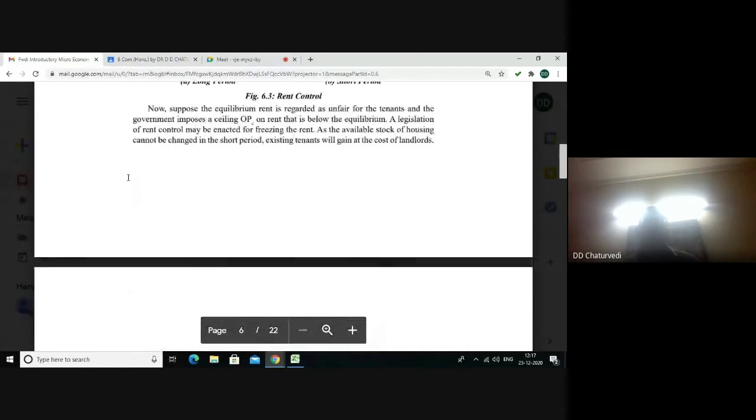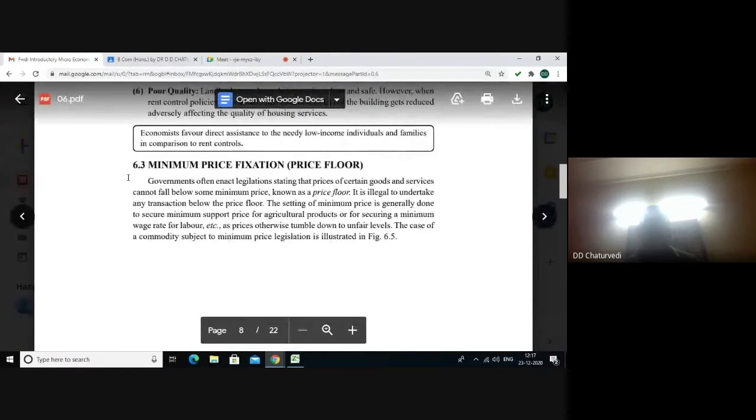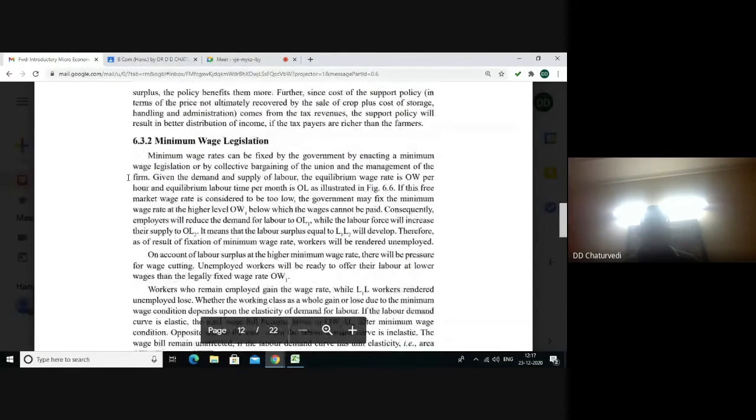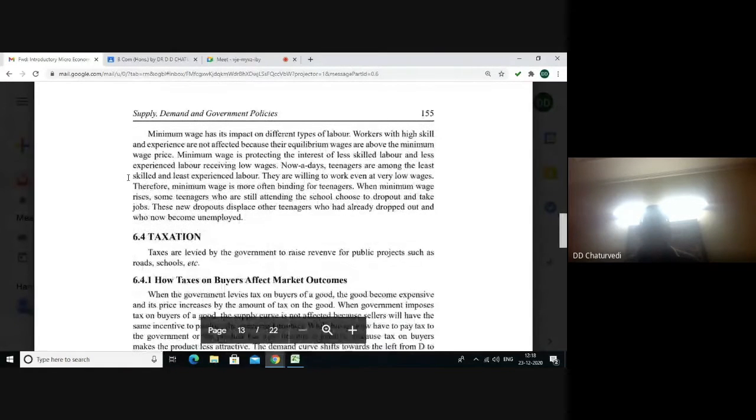Tax is actually a compulsory payment imposed by the government against which no specific services can be expected from the government. There are two types of taxes: direct taxes and indirect taxes.